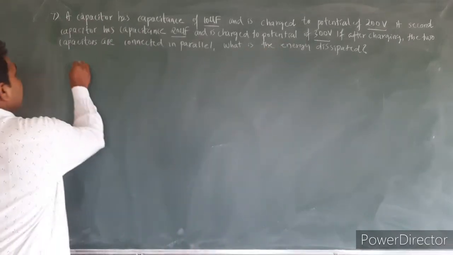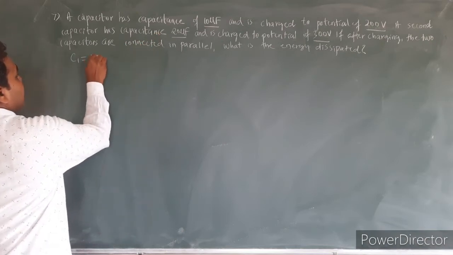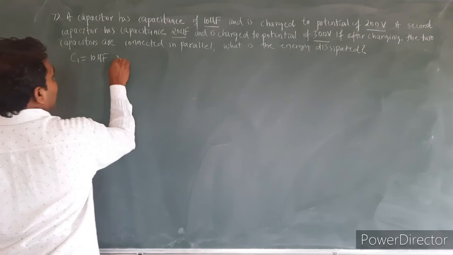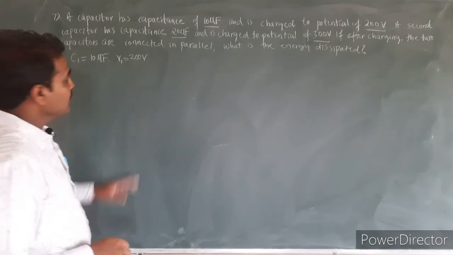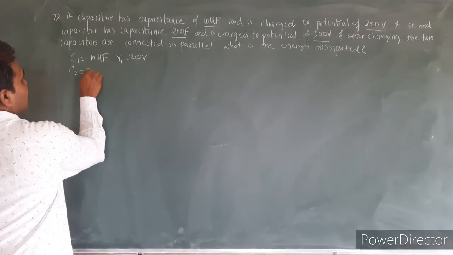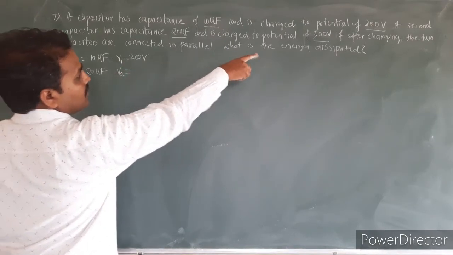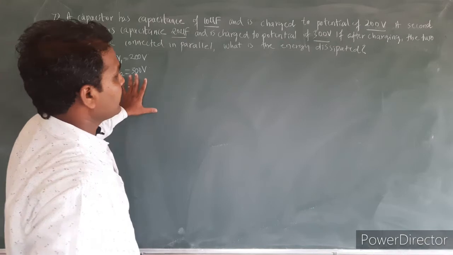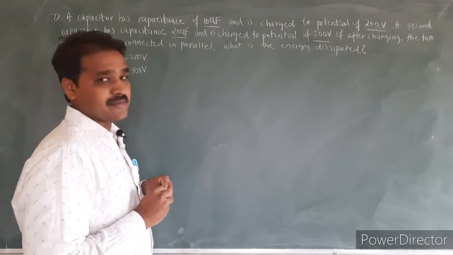Here the capacitance of the first capacitor is 10 microfarad, and it is charged to a potential V1 of 200 volt. Similarly, the second capacitor, which has a capacitance of 20 microfarad, is connected to a voltage of 300 volt. After connecting them, we have to find the energy dissipated.